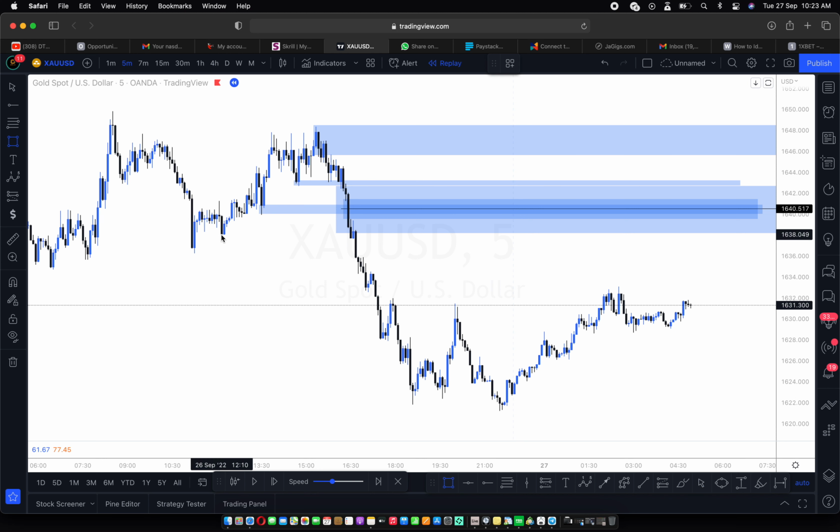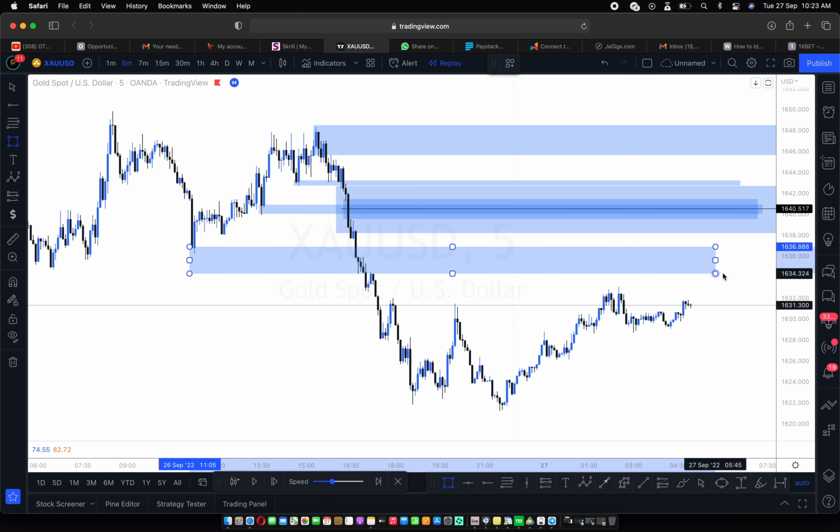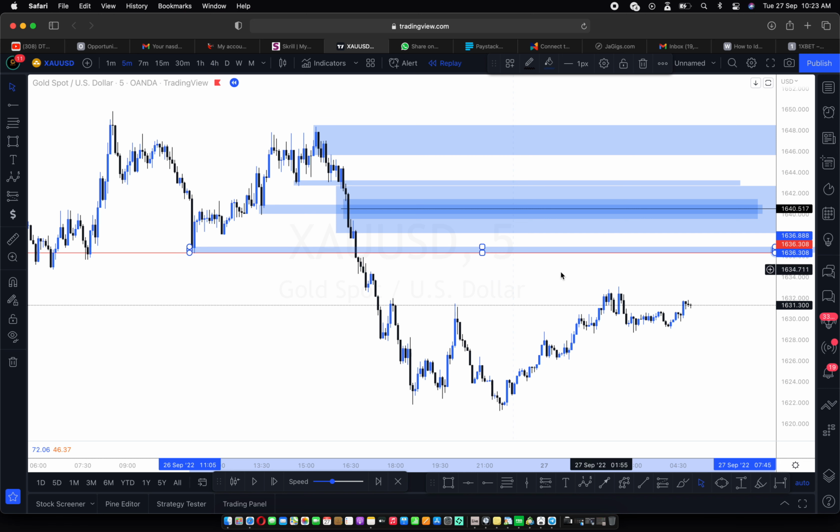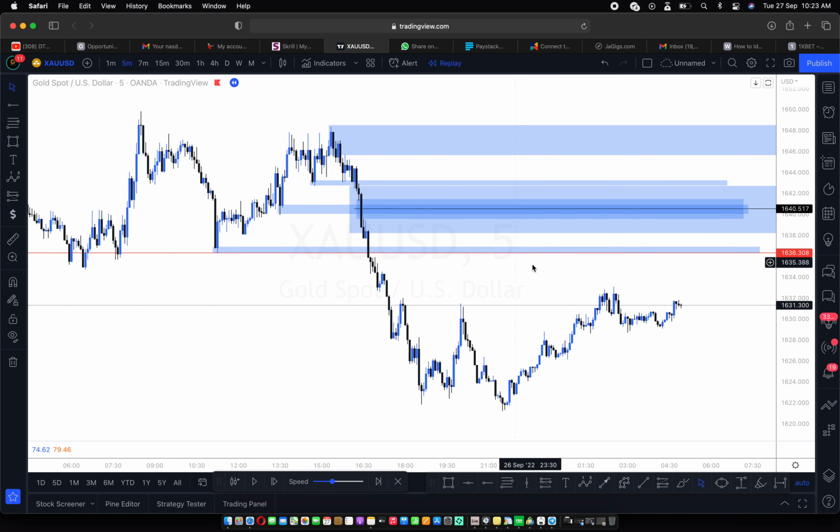Third one, this one doesn't have a body to wick, so we leave it. So we come here, body to wick. All right, so very good. So this is what I'm seeing. This is exactly what I'm seeing.